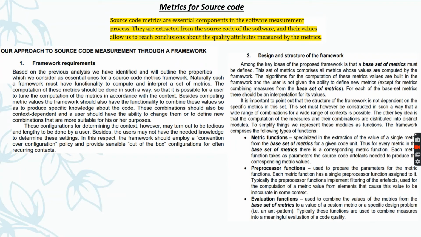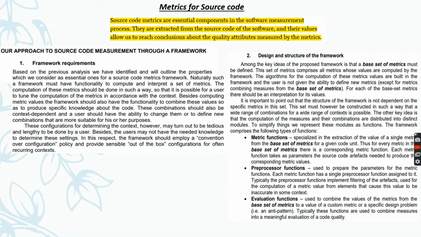Among the key ideas of the proposed framework, there should be a base set of metrics. The base set of metrics simply means that the values are computed by the framework itself. So the user is not given the ability to define new metrics except for metrics combining measures from the base set of metrics, which makes it much easier for the user to access.